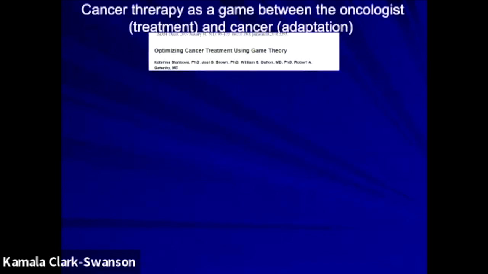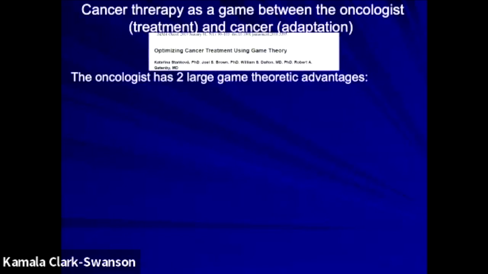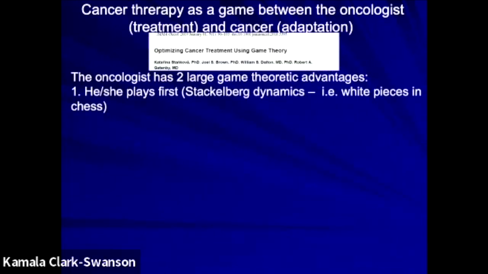And so that's the theme of what goes on next. If you think about cancer as a game, it's a game between the oncologist and the cancer. The oncologist plays the game by applying the therapy. The tumor plays the game by evolving an adaptive response to the therapy. If you look at it purely as a game and do a game theoretic analysis, the oncologist actually has two huge advantages. One is that he or she plays first. These are called Stackelberg games. In other words, the tumor cannot begin to play its adaptive strategy until a specific therapy has been applied by the oncologist.